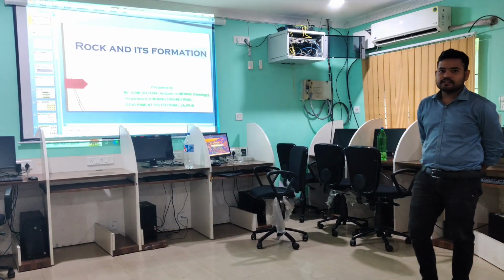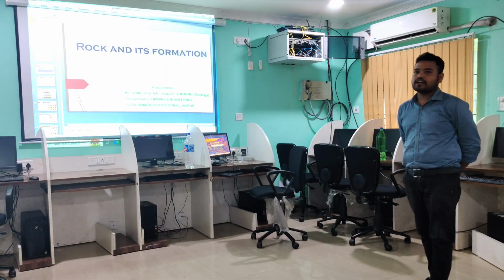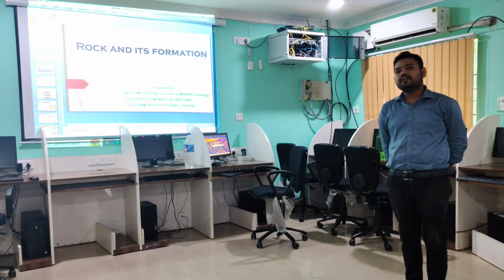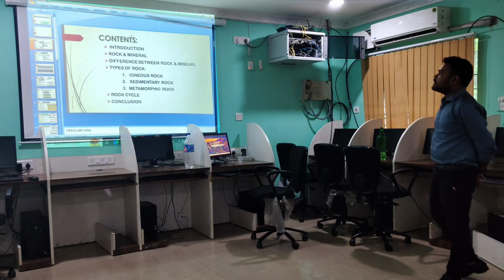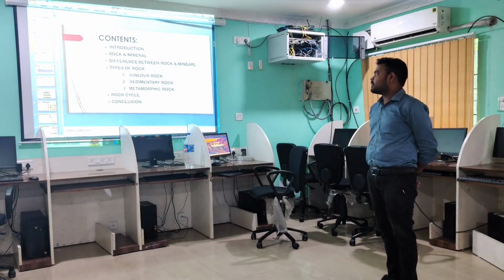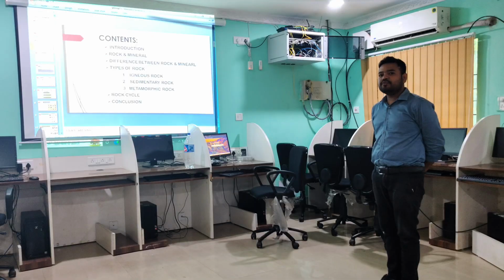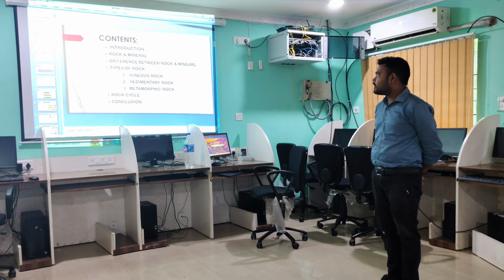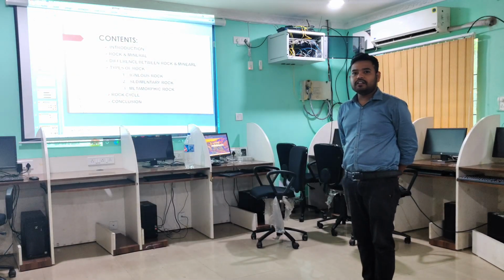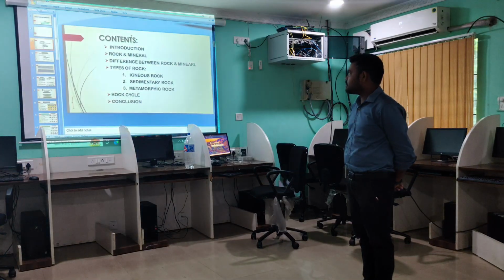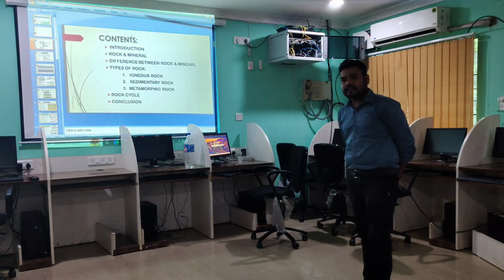Today we discuss rocks and their formation: how rocks are formed and what the different types of rock are. These are my contents, where we discuss what a rock is and the difference between a rock and a mineral. The different varieties of rock found in the earth's crust are igneous rock, sedimentary rock and metamorphic rock, and the rock cycle.